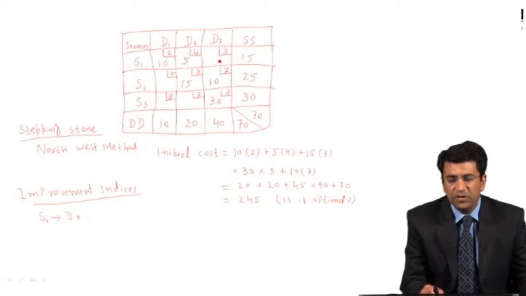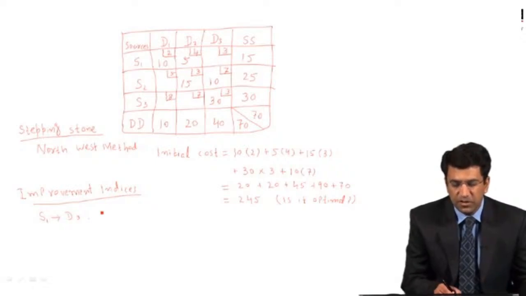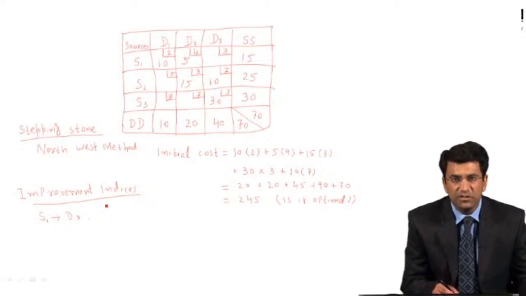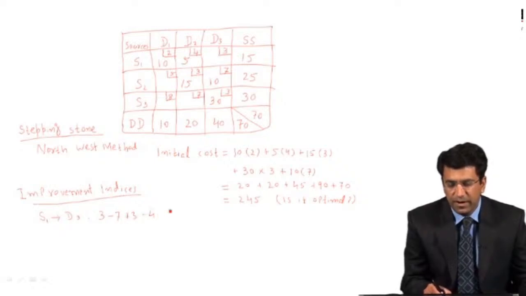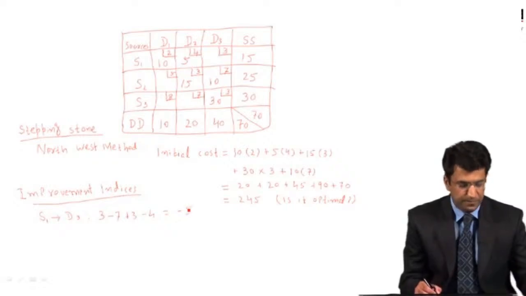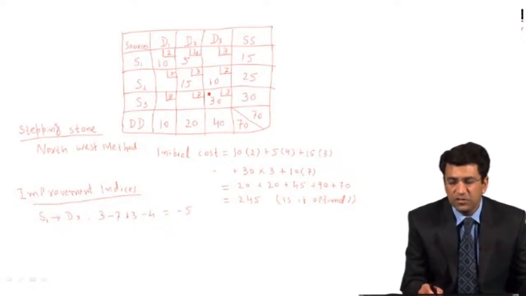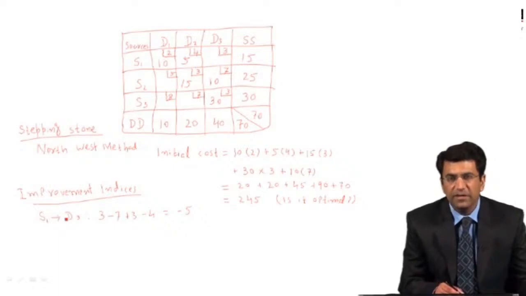So if we are adding one unit in this particular cell, we'll have to bear the extra per unit cost, which is 3. And if we subtract that unit from this particular cell, the per unit cost will be subtracted, that is 3 minus 7. Then again plus 3 and minus 4. So it will become 3 plus 3, 6 minus 11. This will become minus 5. So class, this is the particular loop for this empty cell, for which we have calculated the improvement index.